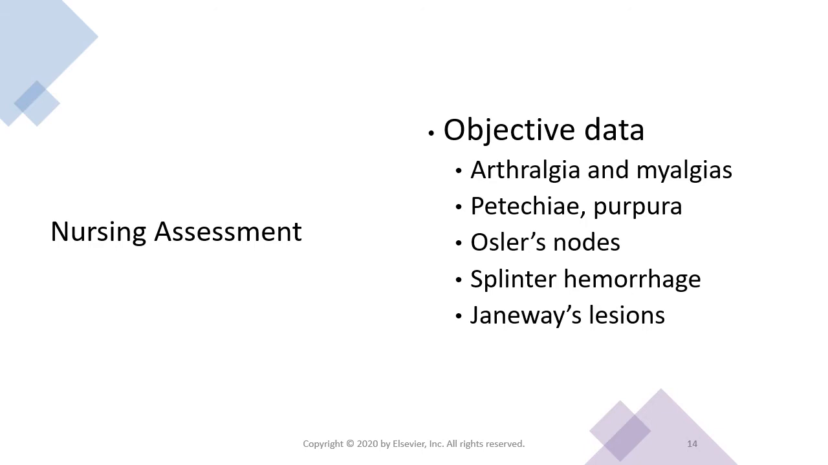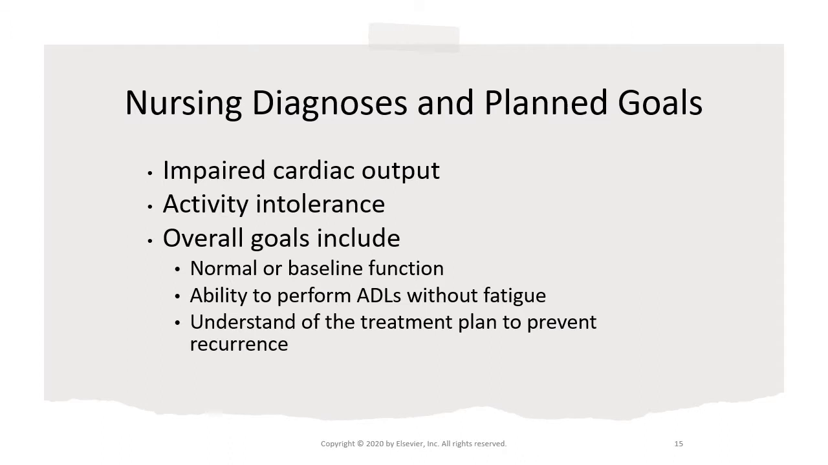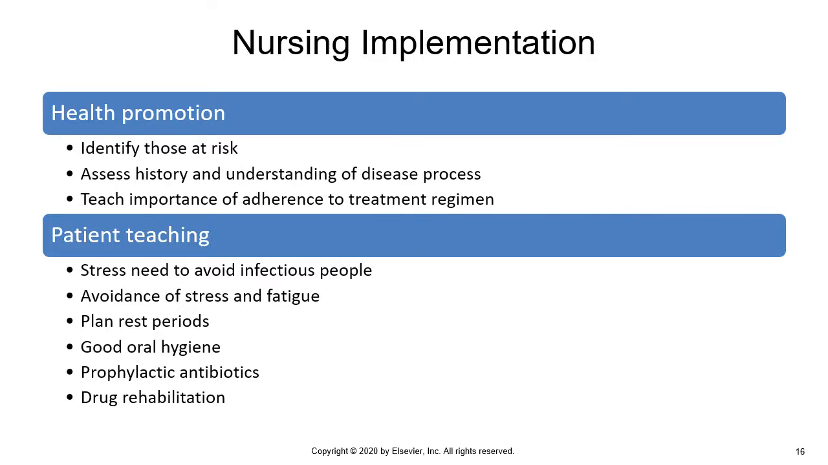The ECG can show ischemia or conduction deficits. Signs of systemic embolization or pulmonary embolism can be seen. In this slide, we have our nursing diagnosis and some of the possible goals we might develop. Nursing care includes health promotion and teaching.